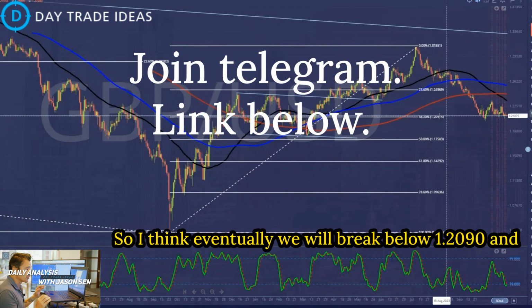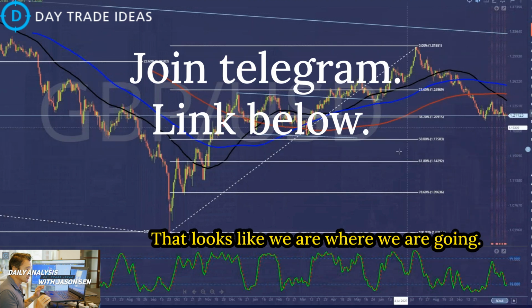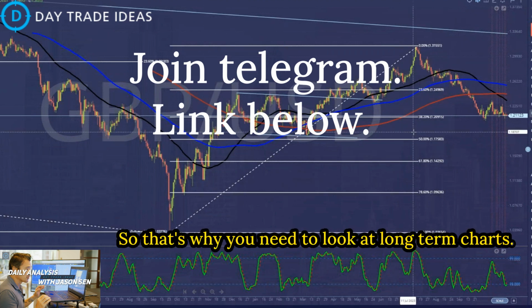So I think eventually we will break below 2090 and we will collapse to 117.60 and probably even 114.50. That looks like where we are going. So that's why you need to look at longer term charts.